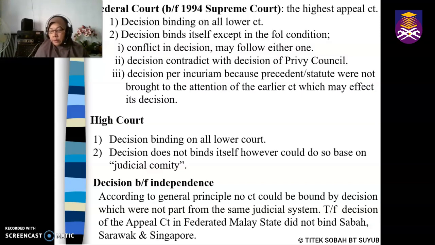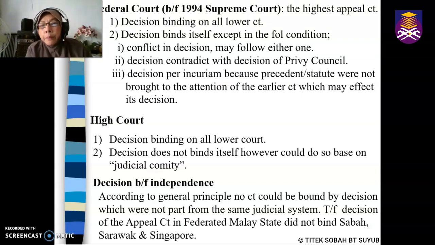based on new rulings. Okay, and also if the decision contradicts the decision of the Privy Council. Let's say that in 1983 there is a case from the Privy Council, right? And the decision is like this. And in 1990 there is another case in the Federal Court whereby the decision differs, contradicts the decision of the Privy Council. Then under that situation, the Federal Court now in 2020 can also make a different decision.